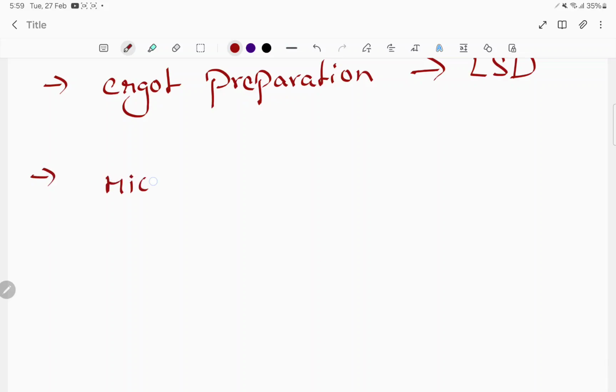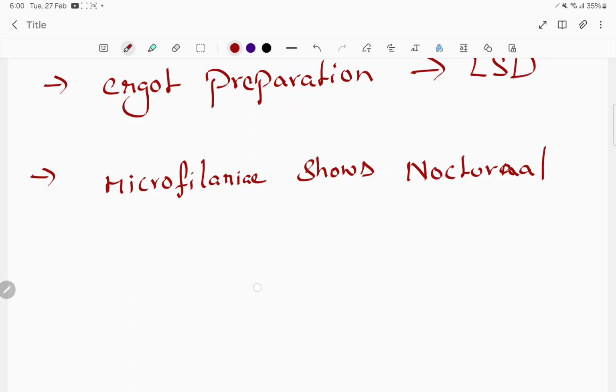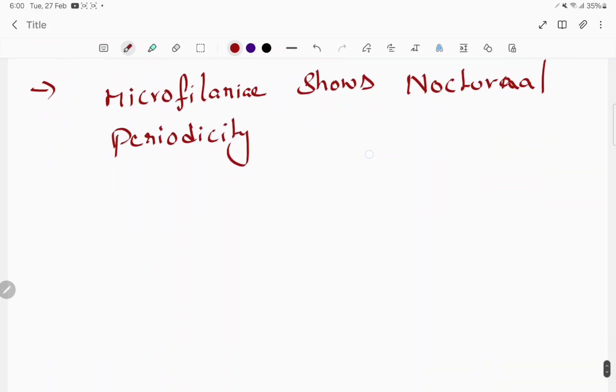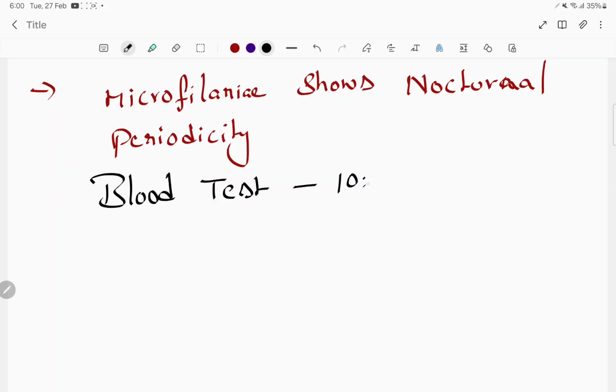Next, microfilariae show nocturnal periodicity. So the blood test is done between 10 p.m. to 4 a.m.